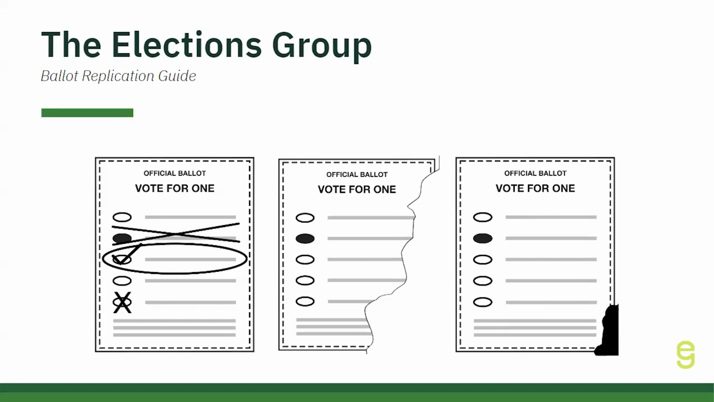Ballot replication involves replacing a damaged or unscannable ballot with a new ballot that election staff have marked in the same way as the original. This ensures that every voter has their voice heard, a process that is particularly critical for military and overseas voters. The process of replicating a ballot is sometimes referred to as ballot remakes or ballot duplication. We like the term ballot replication here at TAG. To replicate means to make an exact copy of something.